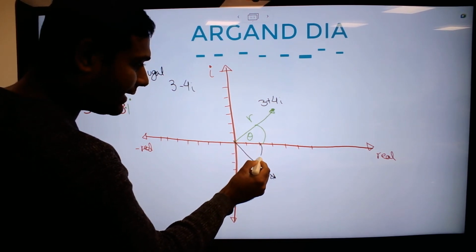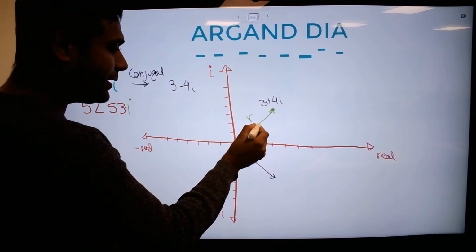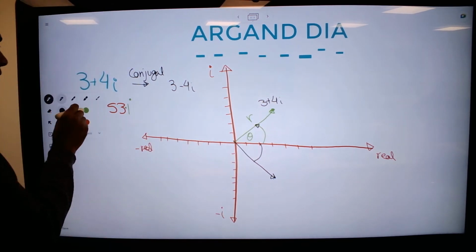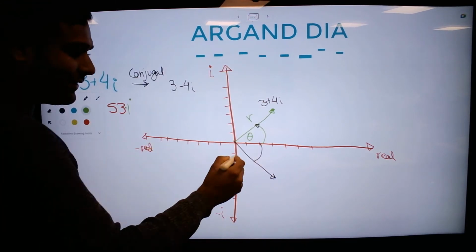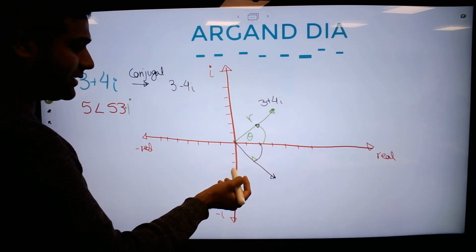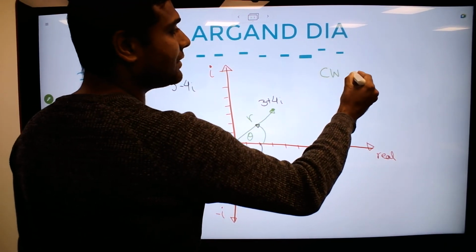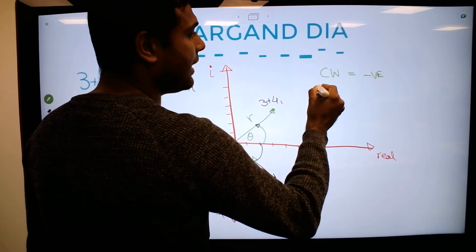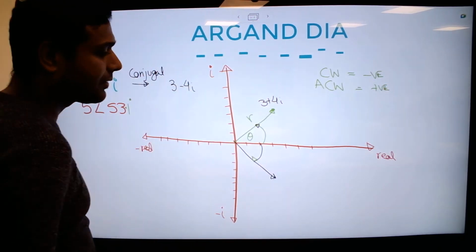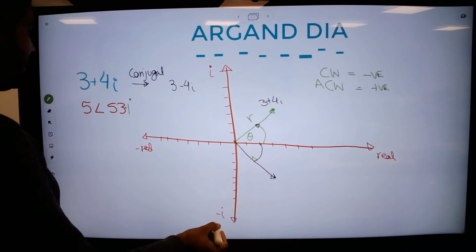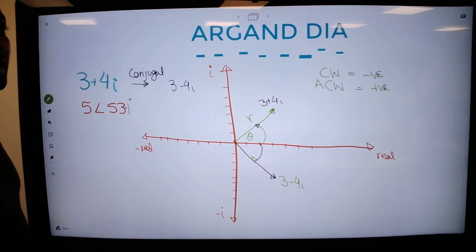The angle is still going to be the same, 53. Now when you measure the angle clockwise it is negative, and when you measure anti-clockwise, it's positive. So the angle here is still 53, but minus 53. That's how we do that one. So clockwise angle is negative, and anti-clockwise angle is positive, but it will still have the same magnitude. And this is 3 minus 4i. So you can see they are conjugates of each other.